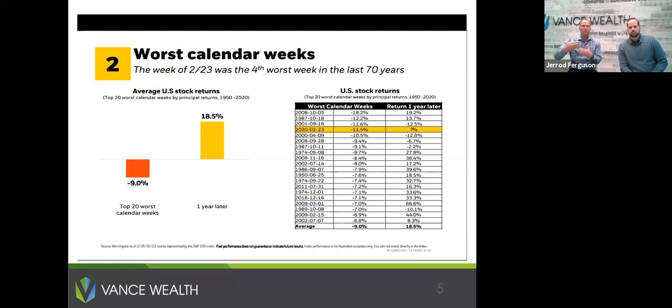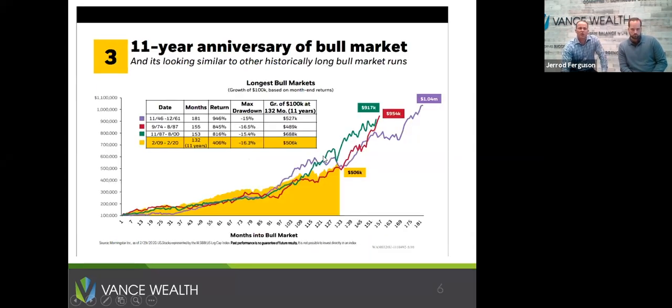Likely going forward, things will improve. How quickly they improve, we're not sure, but history kind of shows us to expect a rebound. This is a chart whose title is the 11-year anniversary of the bull market. It illustrates 4 previous bull markets, and these are fairly long bull markets.